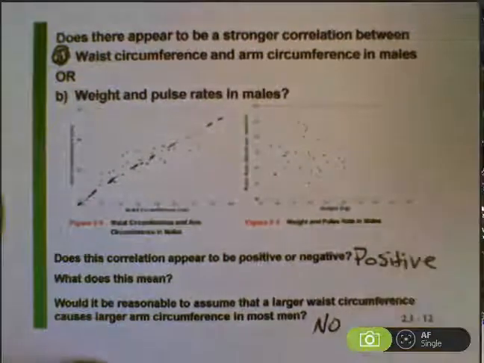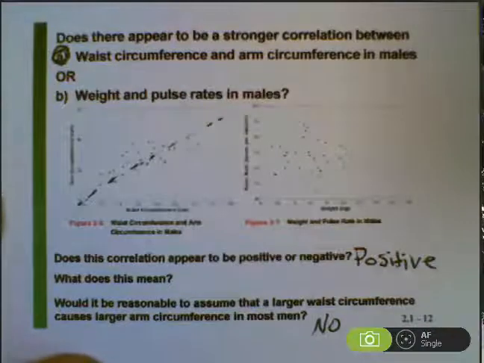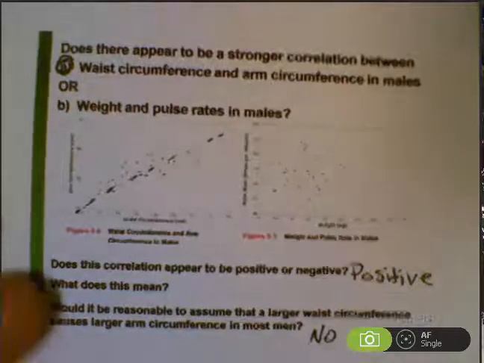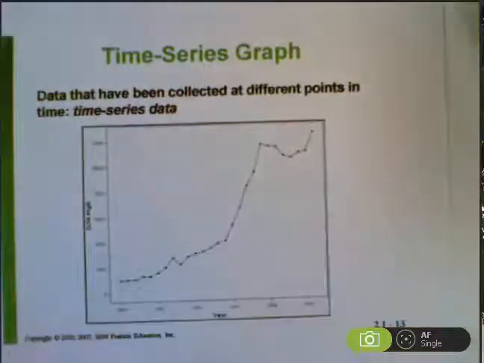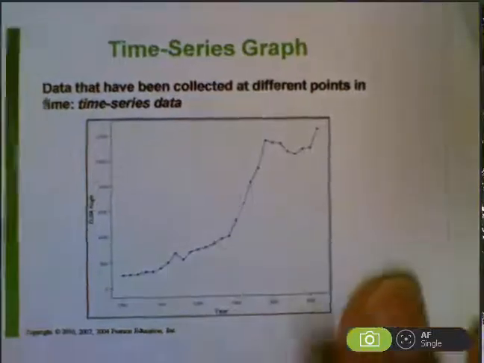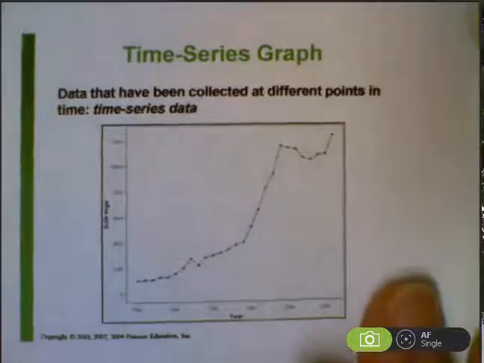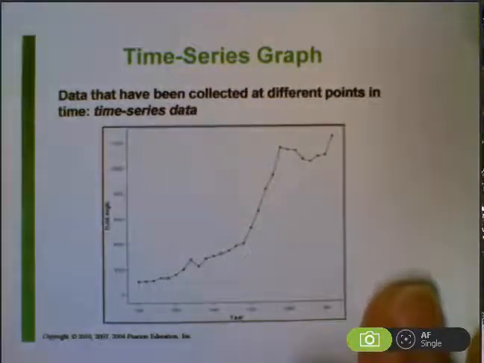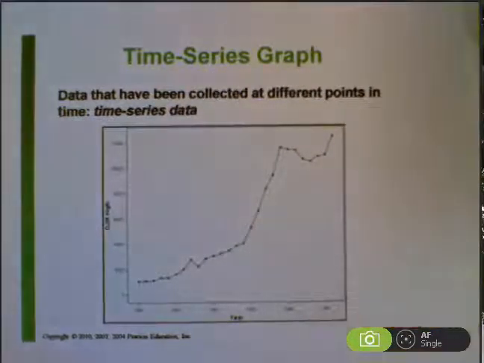No. We said in an earlier section that correlation does not imply causality. Just because there's a relationship between two variables doesn't mean one is causing the other. All right, I said that was the last graph and I was wrong. There is one more, the time series graph. A time series graph shows data that's been collected over different points in time.